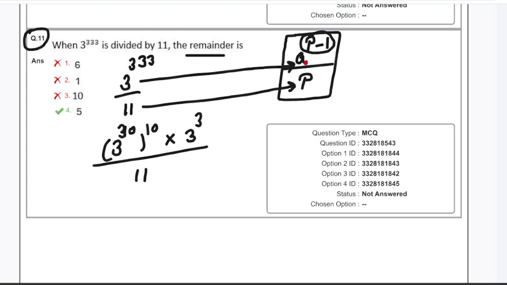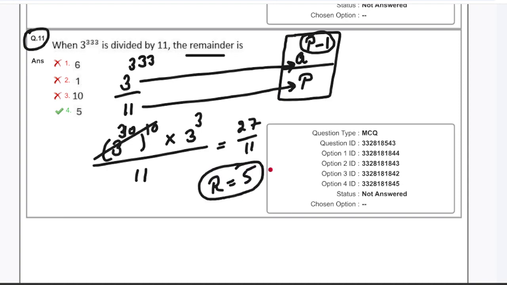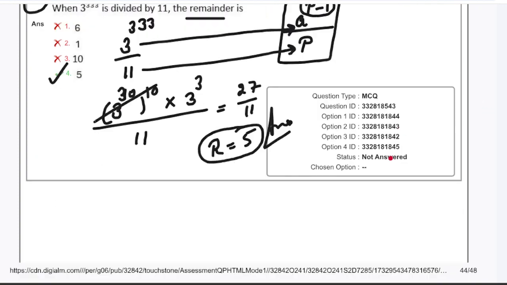Now, as per this format, A raised to power P minus 1 by P, where A is 3 raised to power 30 raised to power P minus 1. So we're going to get the remainder when 3 cubed, that means 27, we divide by 11. The remainder we're going to get, that is 5. 11 into 2, 22. 5 is the remainder. So that should be the answer. And if I look at the answer, that is 5 only. It's quite simple, very easy.